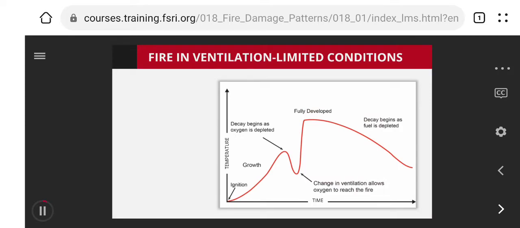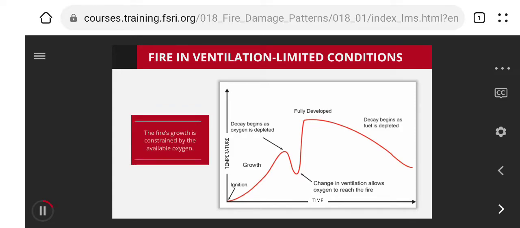This graph is a more accurate representation of fire development in a compartment. In a ventilation-limited fire, the fire's growth is constrained by the amount of available oxygen. There is more fuel available to burn than there is oxygen to sustain its combustion. In ventilation-limited conditions, a fire typically has a growth stage and then an initial decay stage. If a change in ventilation introduces additional oxygen, the fire can proceed to a fully developed stage and then a decay stage.